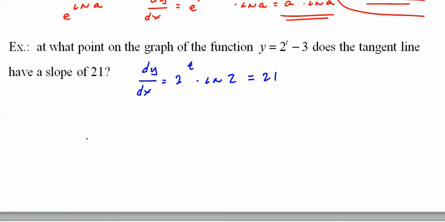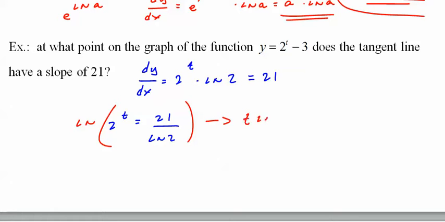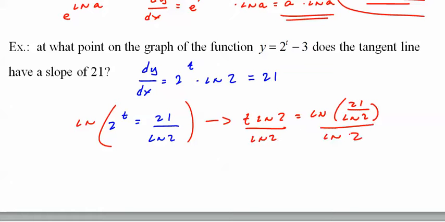So now we've got to do some math. 2 to the t equals 21 over natural log of 2. I've got to take the natural log of both sides to get the t out front: t natural log of 2 equals natural log of, holy moly, 21 over natural log of 2, divided by natural log of 2. And there's t. Put that in a calculator, and we'll get about 4.921.